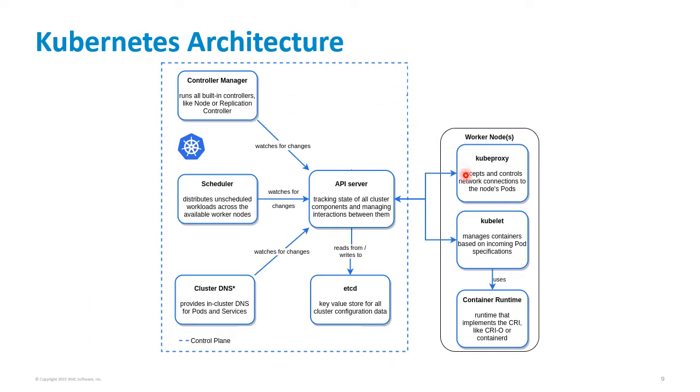On each individual worker node, you have a kube-proxy that accepts and controls network connections to the node's pods. Kubelet manages containers based on incoming pod specifications. And it uses the container runtime, a runtime that implements the CRI, such as CRI-O or containerd.